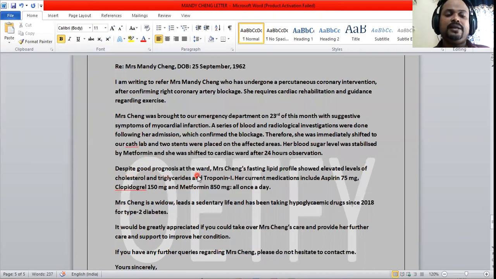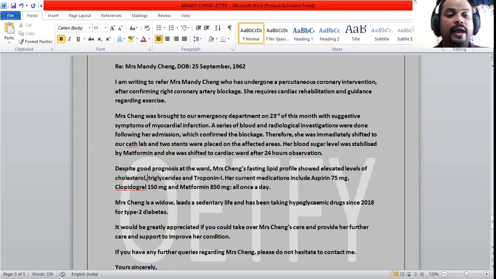Despite good prognosis at the ward, Ms. Cheng's fasting lipid profile showed elevated levels of cholesterol and triglycerides. Okay, I have to say cholesterol, triglycerides, and troponin I. So she has a good prognosis in the ward. Her vital signs are normal, everything is normal, but when her lipid profile was assessed, this was the finding.